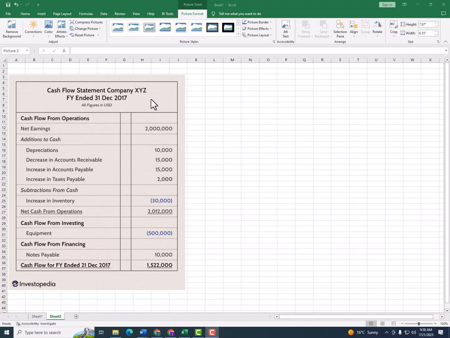Last time, we were able to construct a simple profit and loss account as well as a balance sheet from the trial balance. Today, we shall be looking at the cash flow statement, how to prepare a cash flow statement when you are given the profit and loss account as well as the balance sheet for several periods and you're expected to construct the cash flow statement.